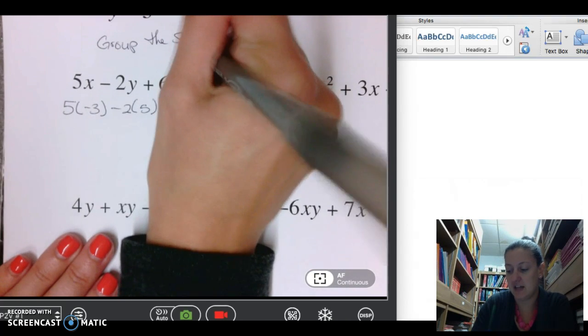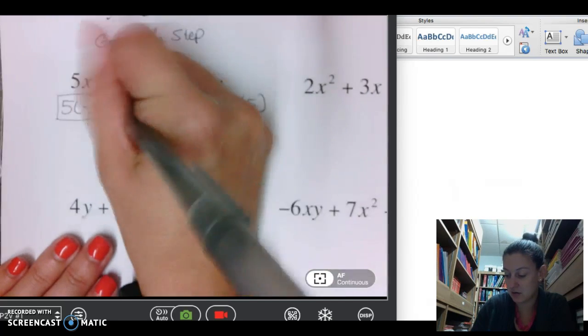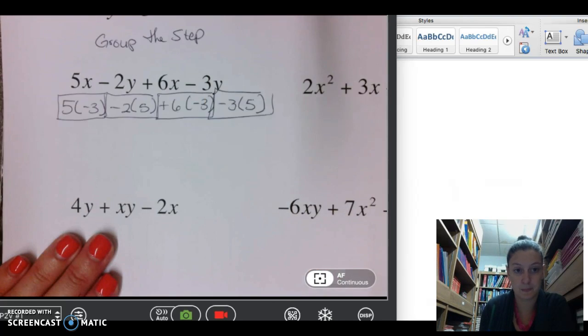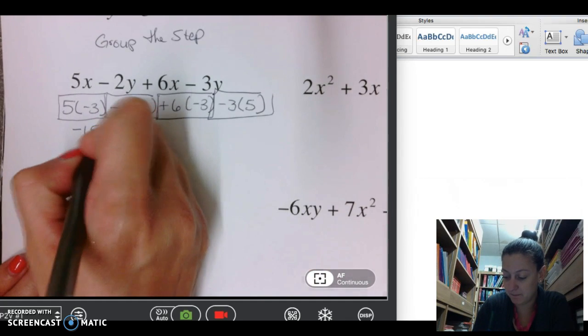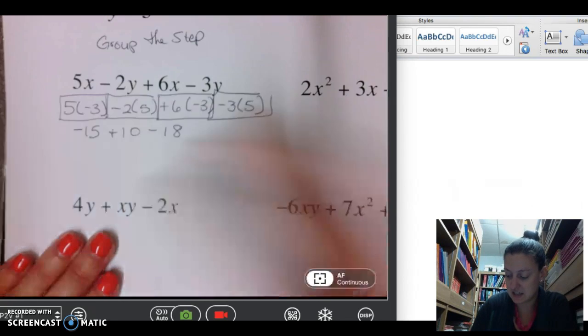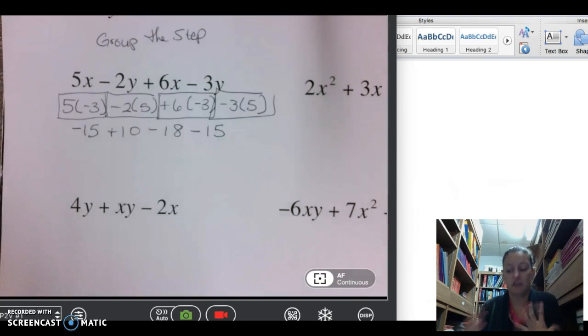What I mean by that is, since all these multiplications are separate, let's do them all separately, but at the same time. This is negative 15, positive 10, negative 18, negative 15. So since all of these things were joined by addition or subtraction to each other, none of the multiplication affected each other. So you can just go ahead and do it all. If there's multiple things that are being multiplied or divided next to each other, you have to do it one step at a time.